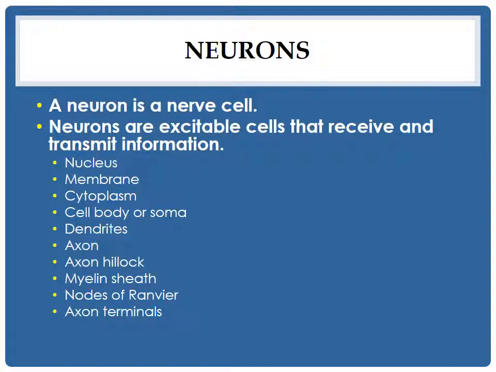Now, specific to neurons are dendrites, which are the fingers that receive messages from other neurons. And then the axon is the long process that extends out. This is what transmits the messages, and again, we'll discuss that in a bit. The axon hillock is where the axon attaches to the cell body. Then the myelin sheath is a layer of fat surrounding the axon, but you see the areas of the axon that are not covered by the myelin sheath are the nodes of Ranvier. And then at the very end of the axon are axon terminals.